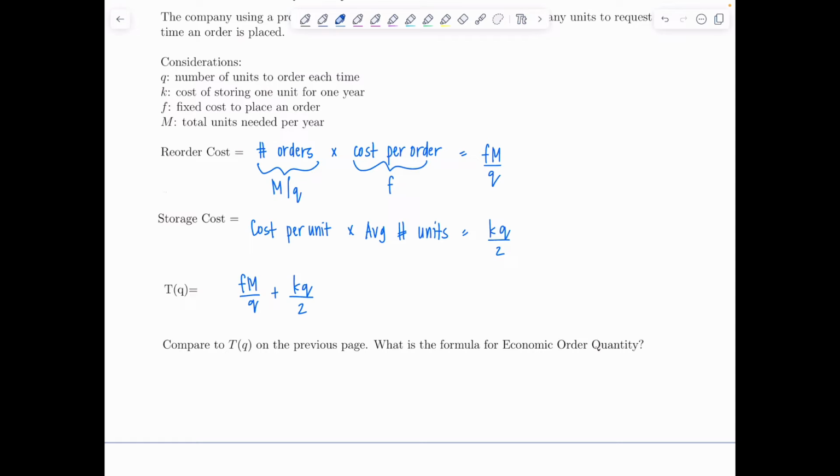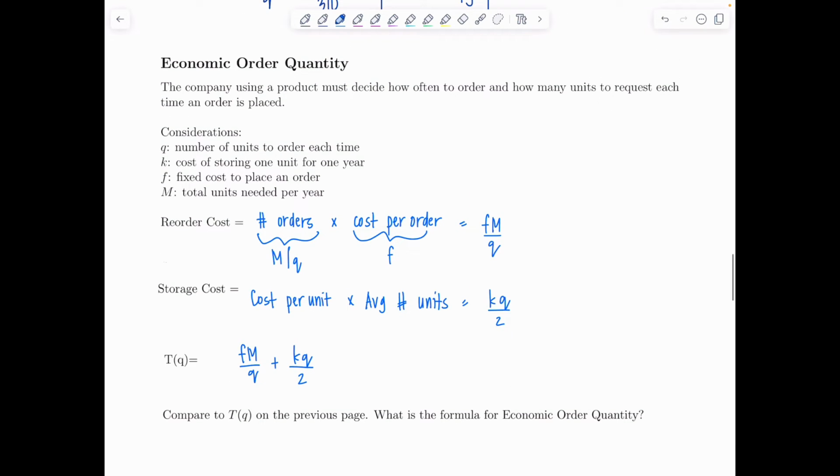So how is this different than the other total cost that we computed earlier? Well, it's just missing that term G times M. That was a part of our manufacturing cost, which is not relevant here, but the two formulas are very similar. So make sure you pay attention to which scenario you're in, if it's economic order quantity versus economic lot size. Lot size talks about batches. This is just about reordering.